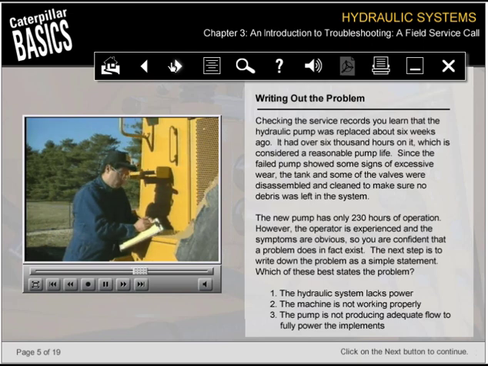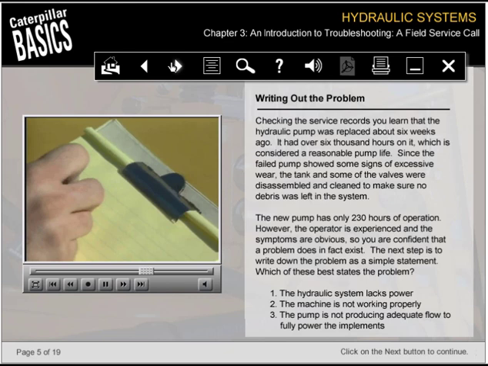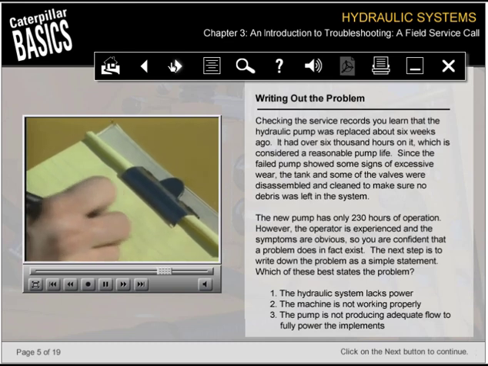The next step is to write down the problem as a simple statement. Which of these best states the problem? 1. The hydraulic system lacks power. 2. The machine is not working properly. 3. The pump is not producing adequate flow to fully power the implements.